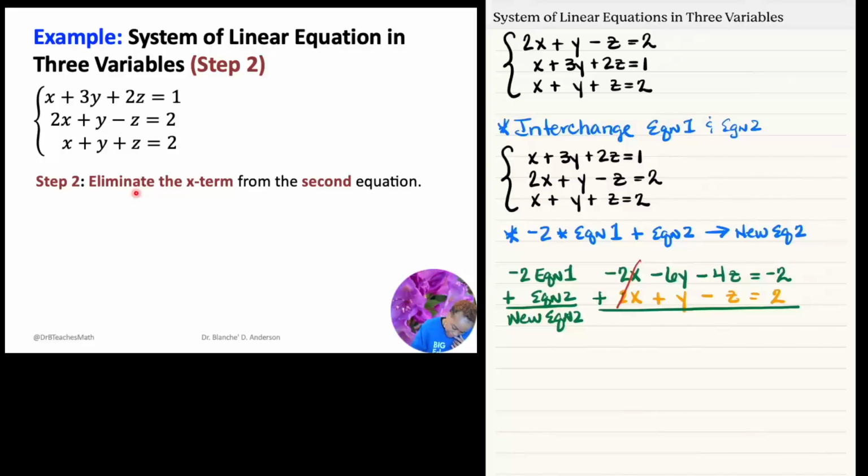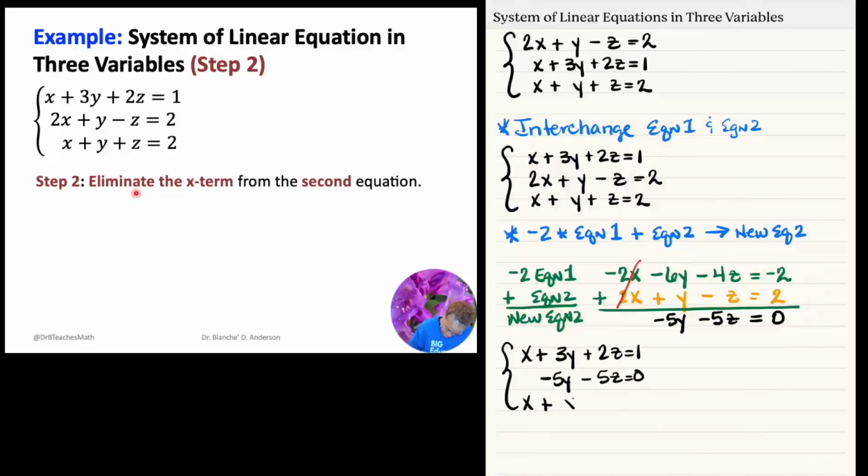And then you have what? You have a minus 6y plus y. That's going to be a minus 5y. And then minus 4z plus a minus z, that's going to be a minus 5z. And -2 plus 2, that gives you 0. So this is my new equation 2. So this is what I have. x plus 3y plus 2z equals 1, minus 5y minus 5z equals 0, and then x plus y plus z equals 2.